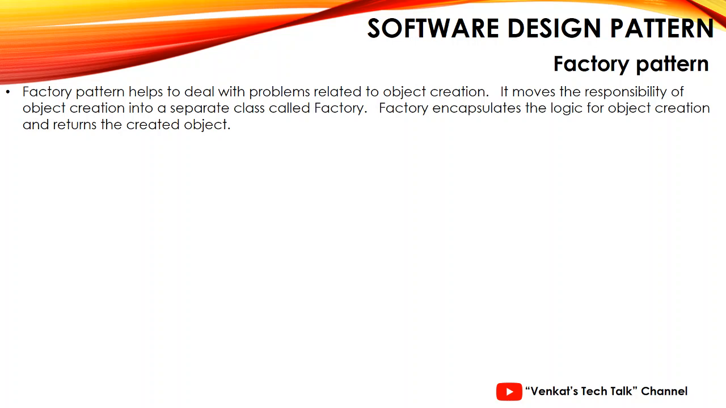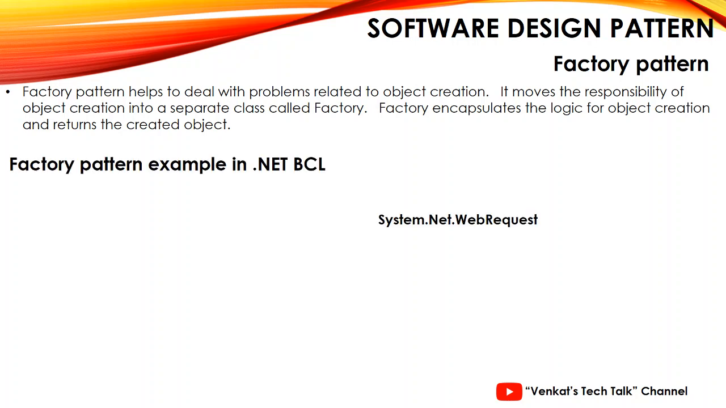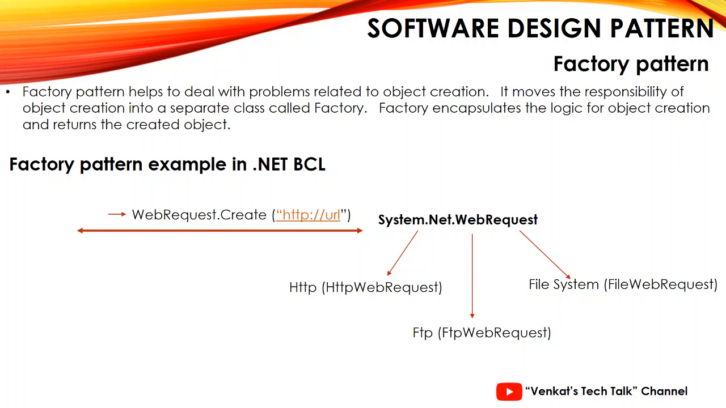So it would be very clear if we look at an example. Is there an example in the .NET base class library? Yes, we have. If you ever come across the System.Net.WebRequest class, this is one of the factory classes and it provides a method called Create, which is a factory method. Basically, in network programming, we deal with multiple network resources like HTTP resources, FTP resources, file system resources, and those things.